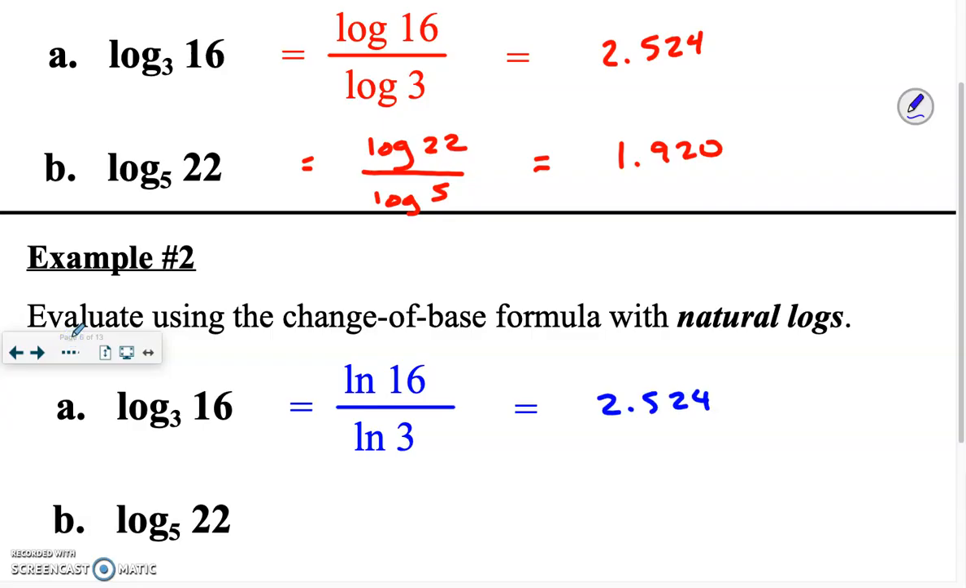If in part B we have log base 5 of 22 using the natural logs, natural log 22 over natural log 5, are we still getting 1.920? Quick check of that. Yes, we're going to get the exact same. Can't stress enough, it really just comes down to which button you want to push. Do you want to push the logarithm or the natural log? Doesn't matter. All right, any questions on change of base formula so far?